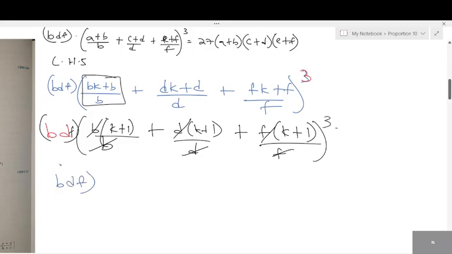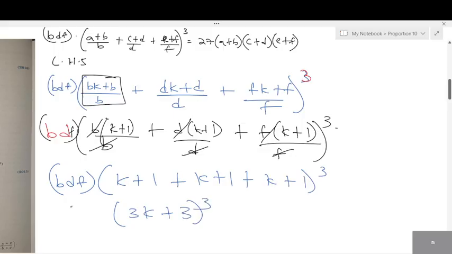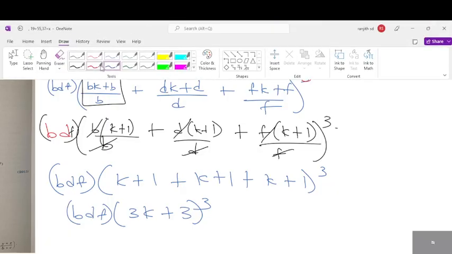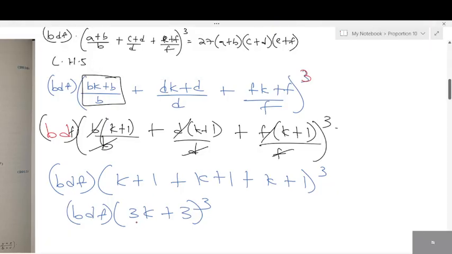B, D, F. Then what are the values we have, students? K plus 1 plus K plus 1 plus K plus 1, the whole cube. How many times do we have K? 3K plus 3, the whole cube. B, D, F. Is there any value for B, D, F? Okay, 3K plus 3 the whole cube. Till here, there is nothing common. 3 is common.